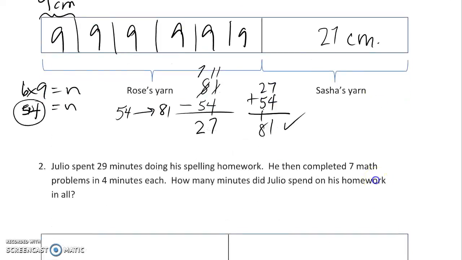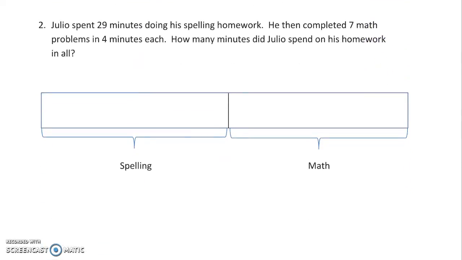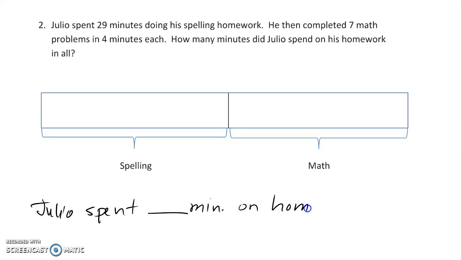All right, so let's go to the next one. Julio spent 29 minutes doing his spelling homework. He then completed 7 math problems in 4 minutes each. How many minutes did Julio spend on his homework in all? All right, so let's see. Julio spent blank minutes on homework.